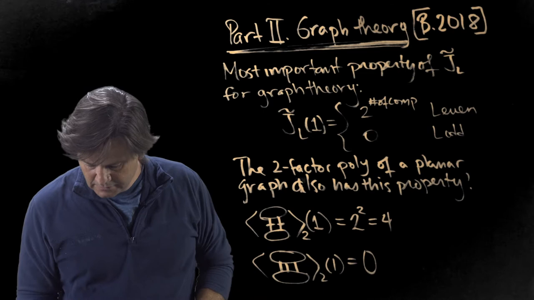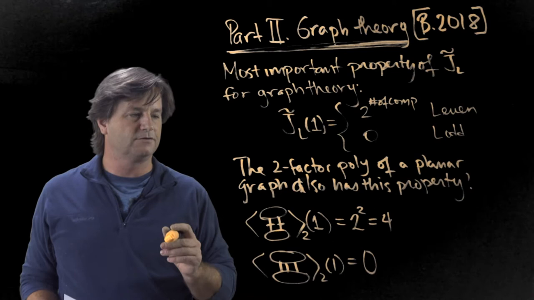Okay, why do we call it the two-factor? Because this number right here is reporting to us the number of two factors that span the perfect matchings. So let's do an example. So here's an example of that.